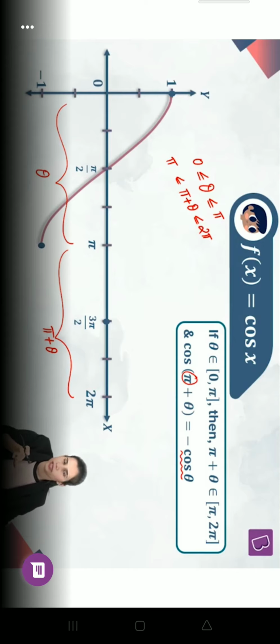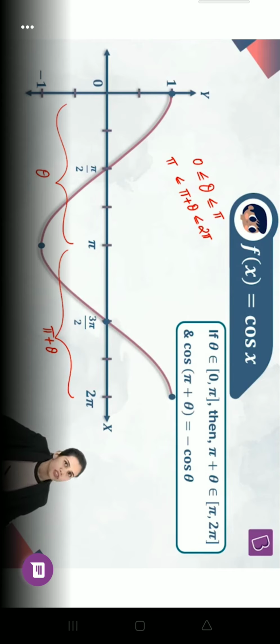Okay, let me take this as theta. That means theta is coming from 0 to 2 pi interval. Then 2 pi plus theta will come from 2 pi to 4 pi interval. And I know cos of 2 pi plus theta is same as cos theta. That means whatever is the graph of cos in the interval 0 to 2 pi, exact same is the graph of cos in the interval 2 pi to 4 pi, exact same is the graph of cos in the interval 4 pi to 6 pi, exact same is the graph of cos in the interval 6 pi to 8 pi, 8 pi to 10 pi, and so on.